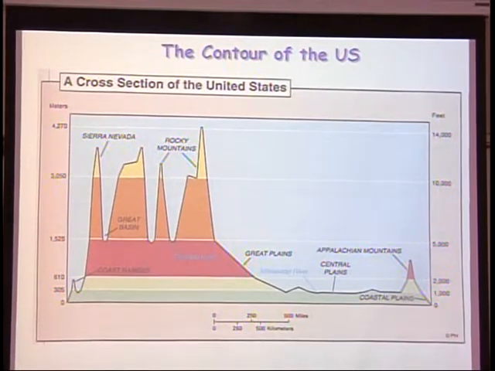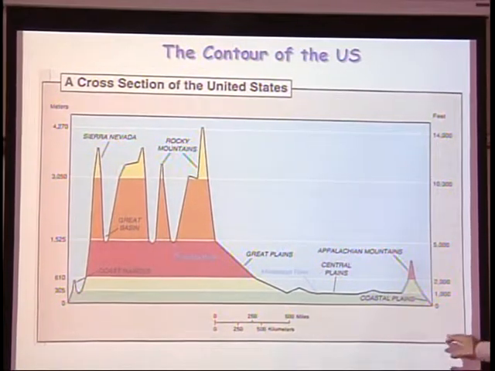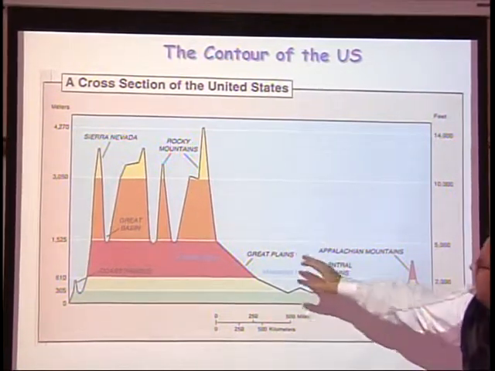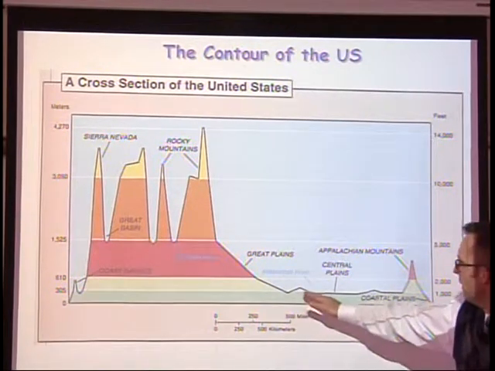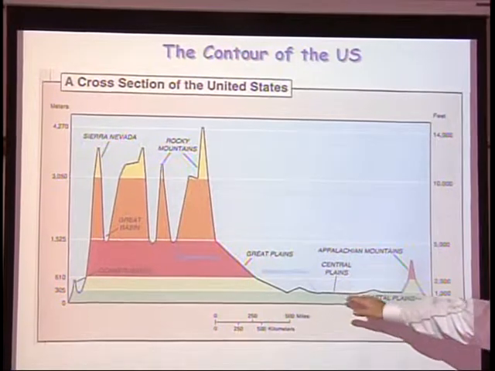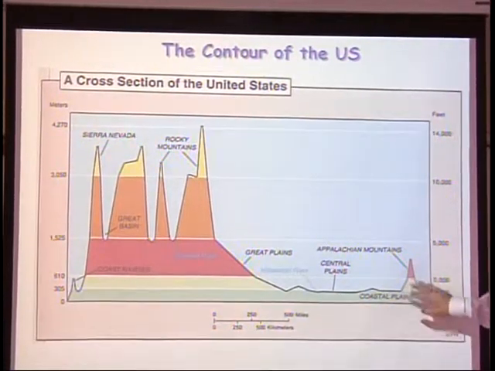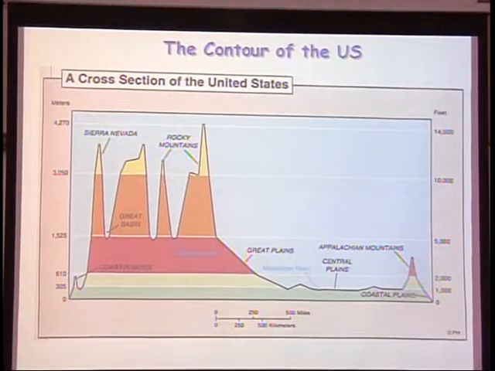Contour of the United States, this cross section here gives you a good idea of our nation. The primary feature here along the western edge with the Rocky Mountains, Sierra Nevada Mountains, and then you see here the flat central United States and the much smaller Appalachian Mountains on the east coast.